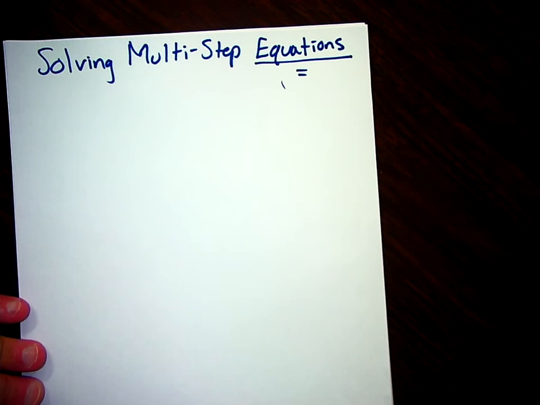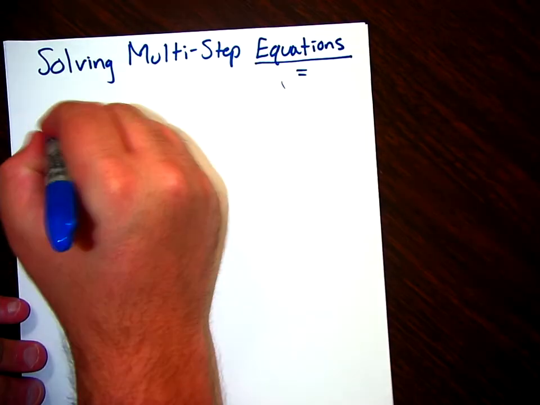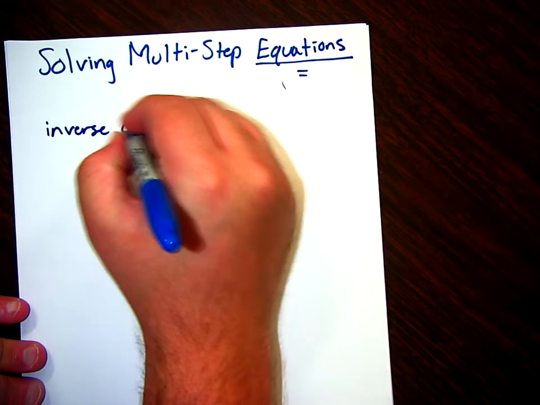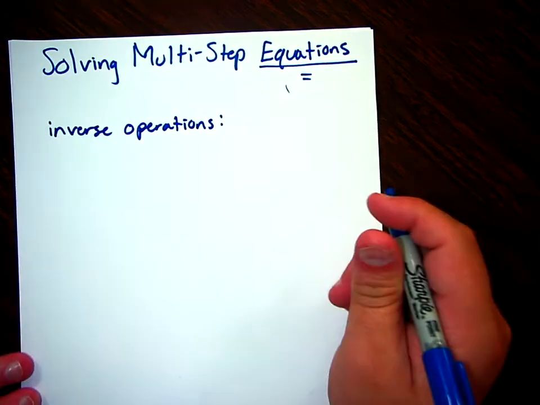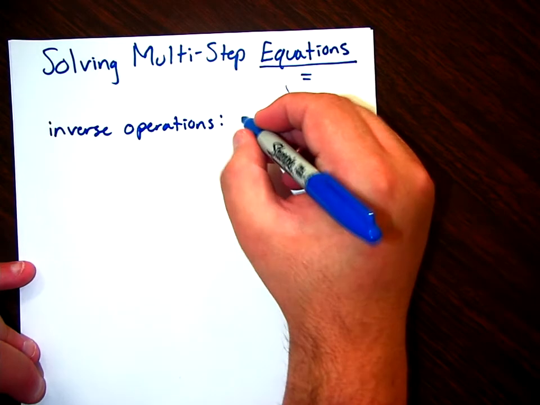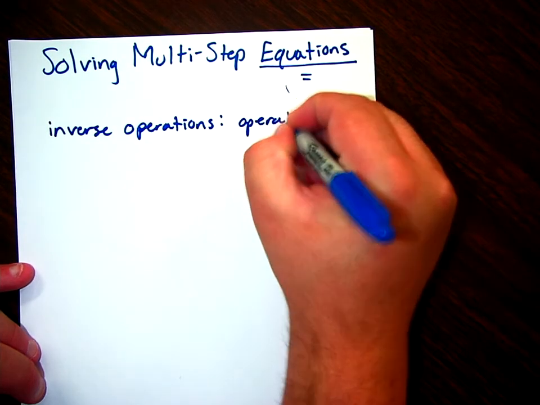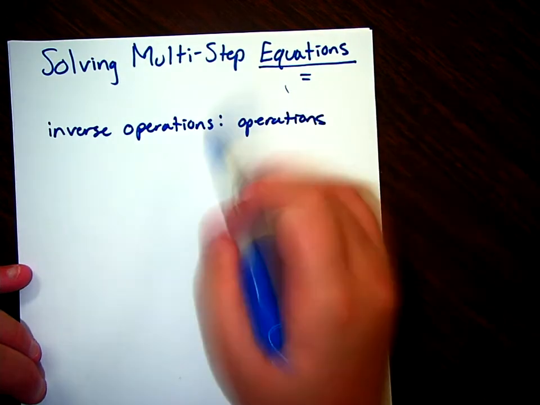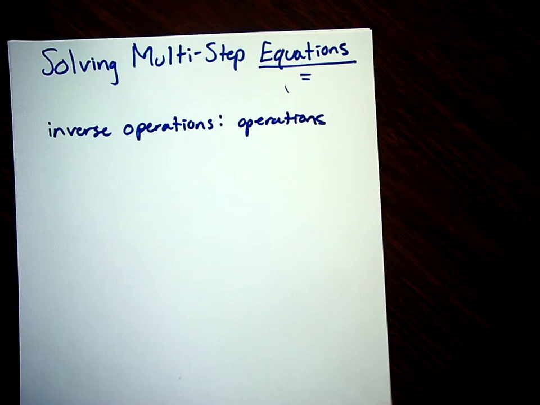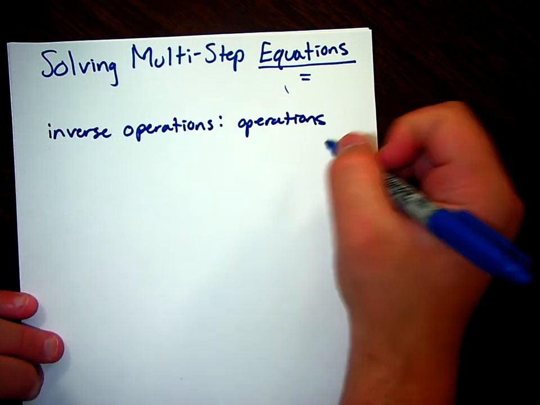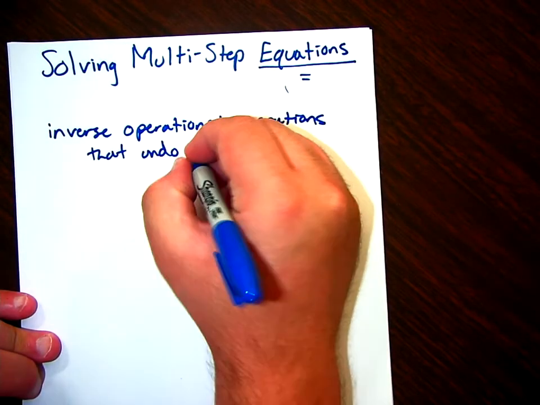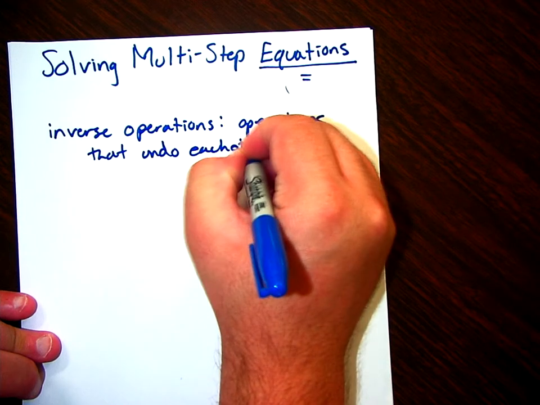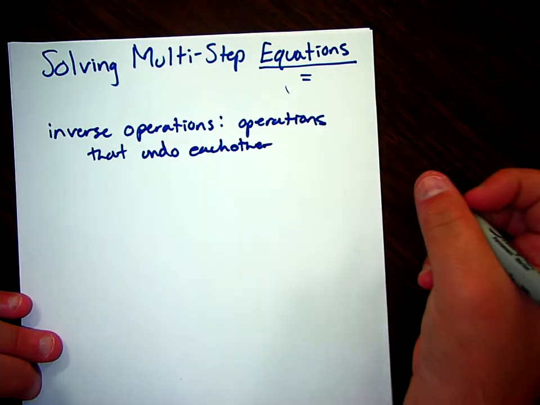One of the terms we need to define right now is a term of inverse operations. Okay, inverse operations. Remember, operators are things like addition, multiplication, stuff like that. So these are operations that undo each other. Okay, operations that undo each other.